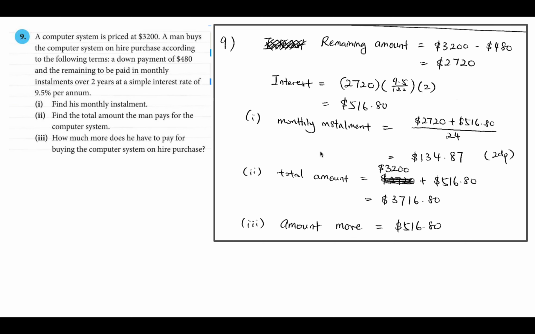Now part 2, find the total amount that the man has to pay for the computer system. Well, the total amount he has to pay is the price of the computer system, which is 3,200, plus the interest that he has to pay for using this payment system, which gives us 3,716.80. Okay, so how much more does he have to pay when he buys on hire purchase? Well, it is the interest on the remaining amount. So that will be 516.8.